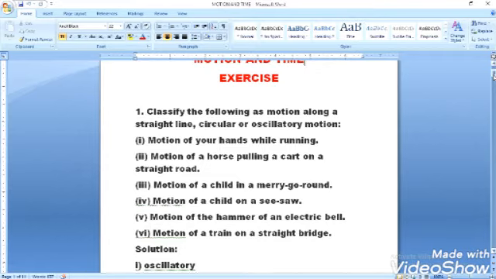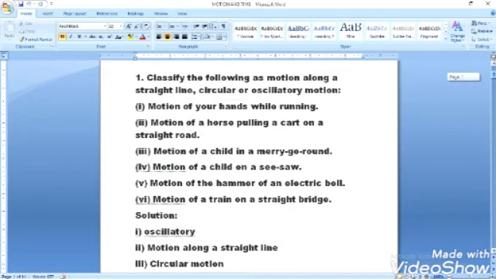We know that is a which motion? Yes, it is oscillatory motion or periodic motion. Second one, motion of a horse pulling a cart on a straight road. So it is a straight road, it is a straight line motion. Third one, motion of a child in a merry-go-round. So it is circular motion.